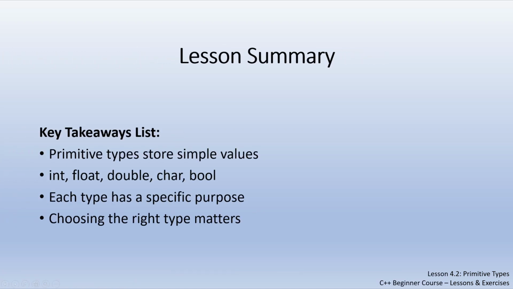Let's recap. Primitive types are the basic building blocks of data in C++. The most common ones are int, float, double, char, and bool. Each type has a specific purpose, and choosing the right one makes your program more efficient and easier to understand.